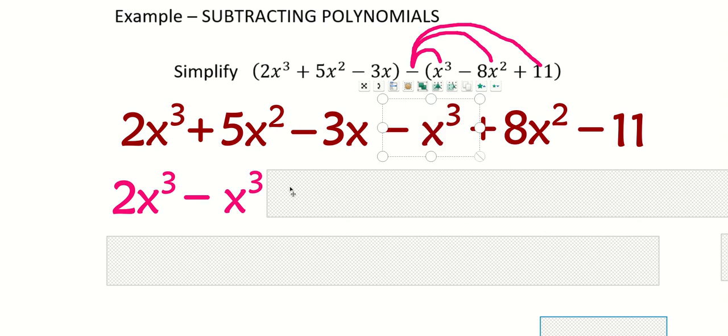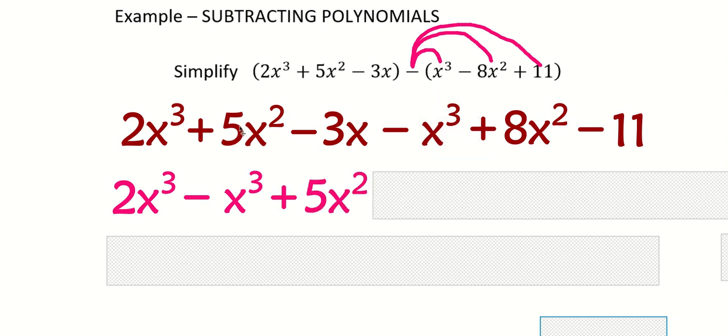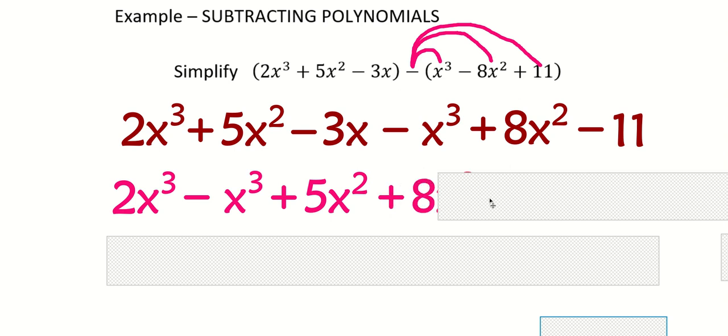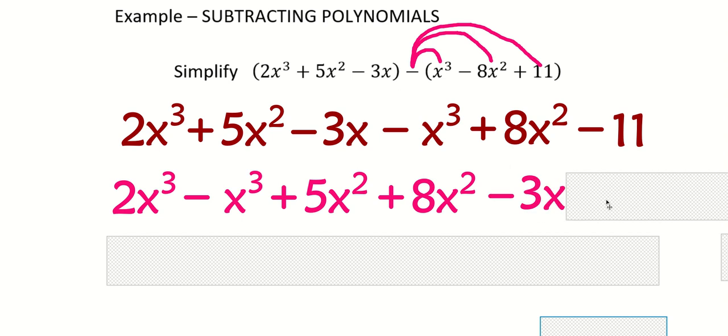So next we have the 5x squared. Can anything combine as like terms with the 5x squared? Yep, the 8x squared. And then we have a negative 3x. Can anything combine with the negative 3x? No, there's nothing. And the only thing left is the minus 11, which doesn't combine with anything. So these combine.